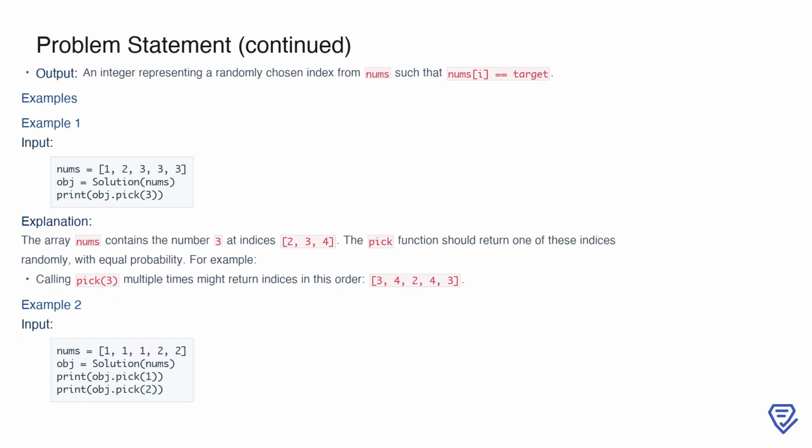In another example with nums equals 1, 1, 1, 2, 2, calling pick 1 will return one of 0, 1, 2, and calling pick 2 will return one of 3, 4. Again, the probability of selecting any particular index in these sets must be uniform.